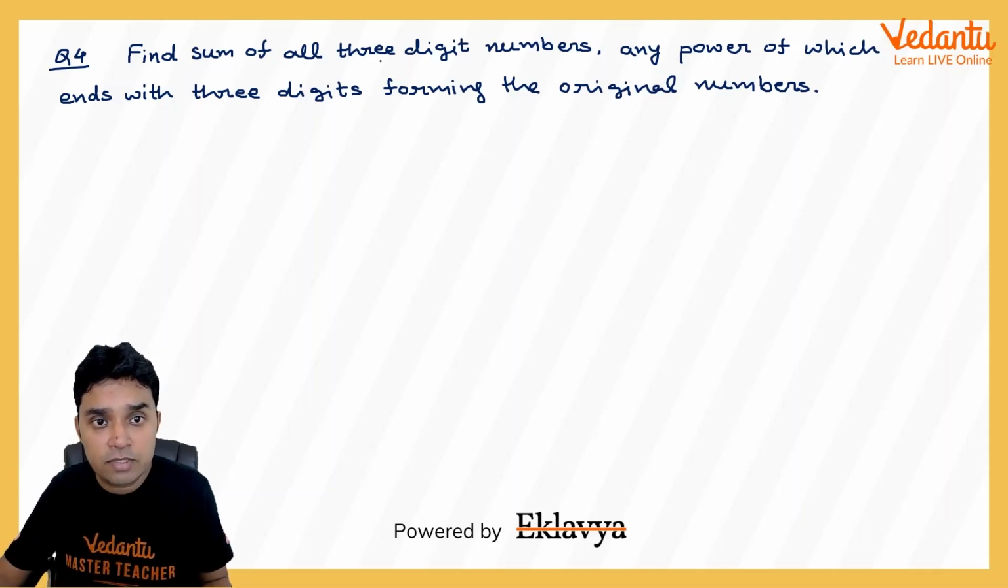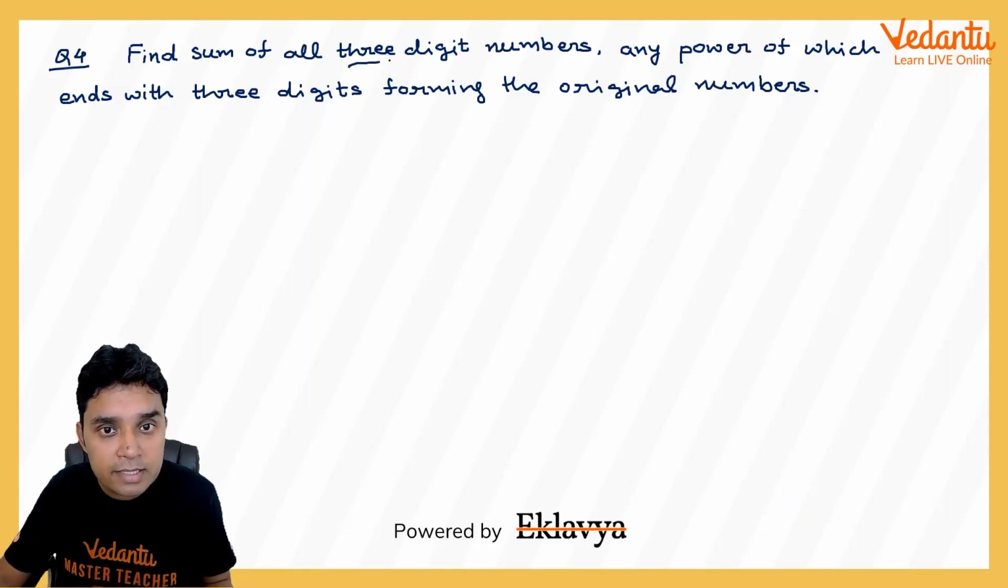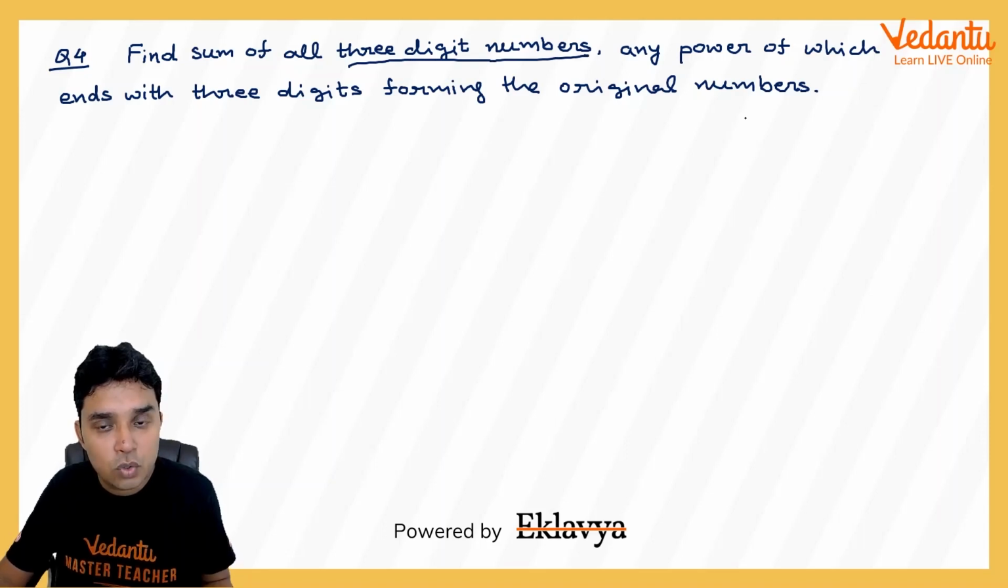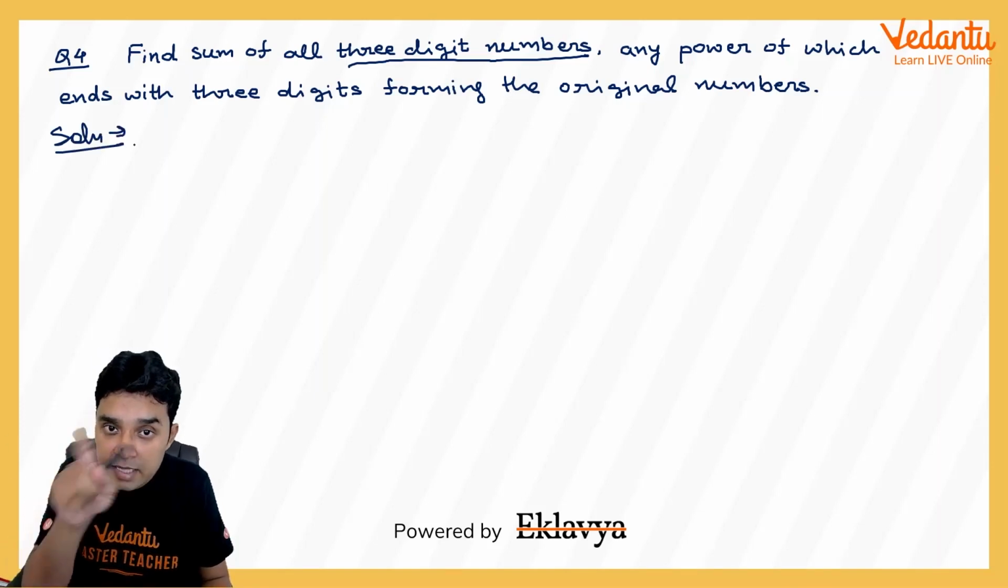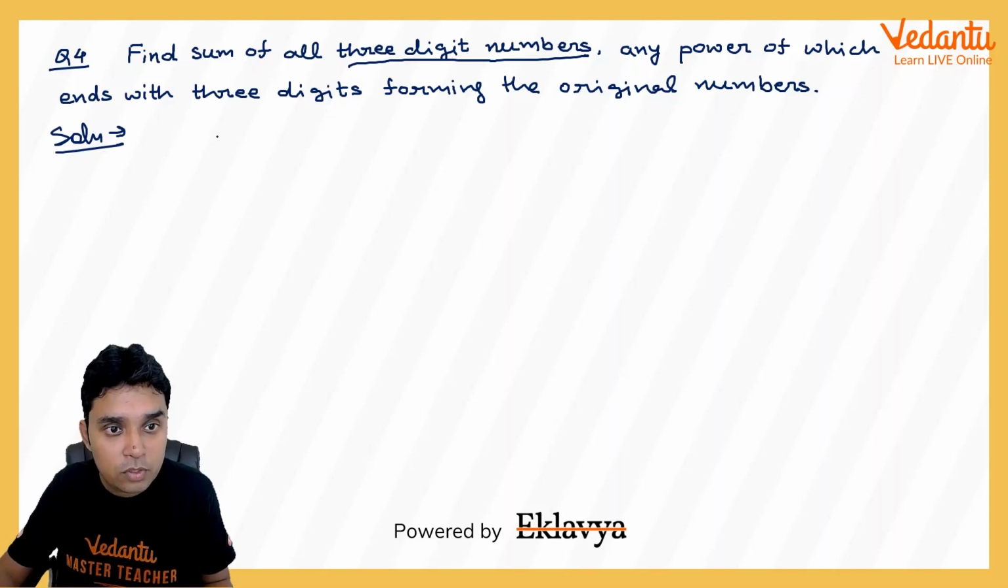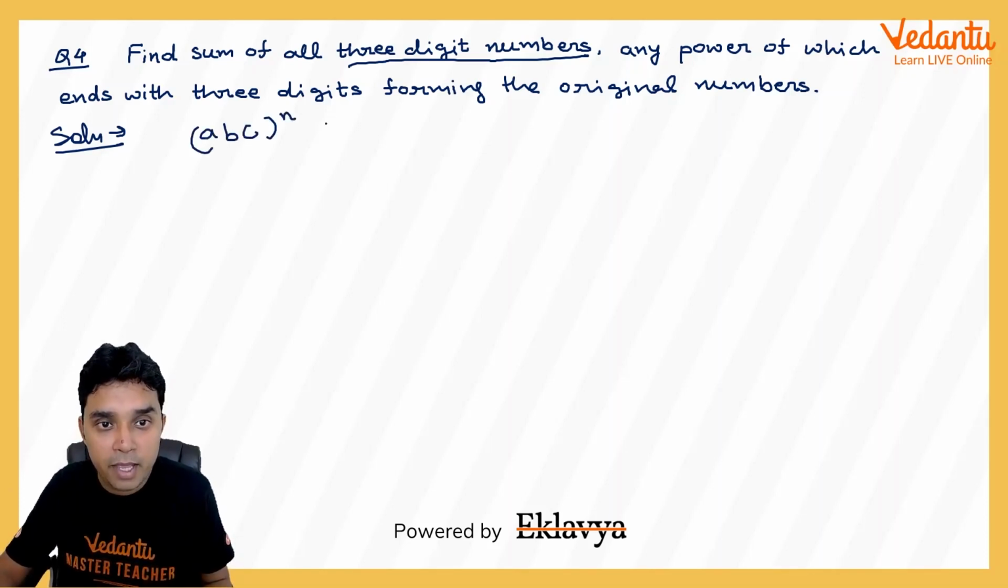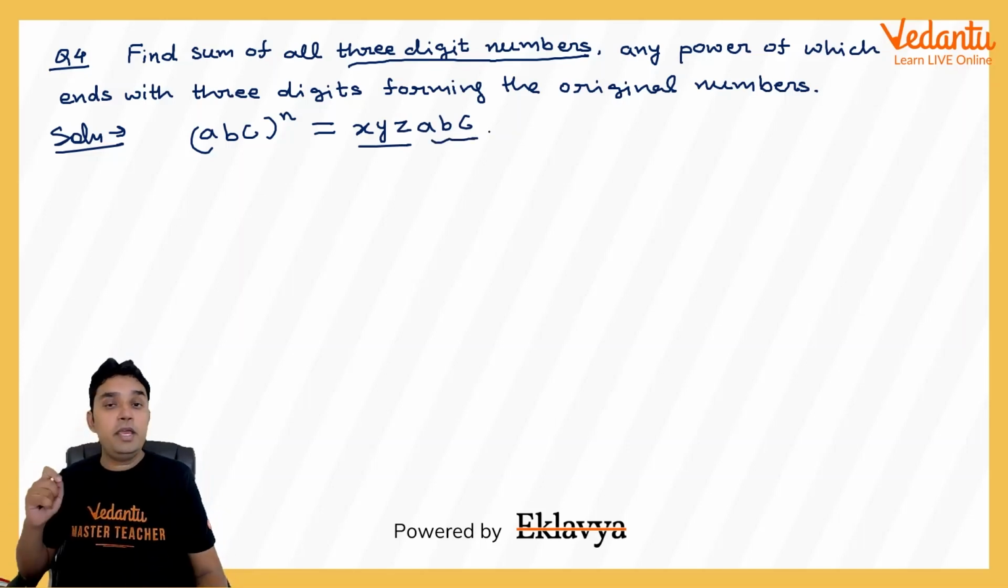Please read this question once again. We want 3-digit numbers so that if you raise it by any power, let us say n, you should get the last 3 digits, these digits only. So suppose you have A, B, C and you want to raise it by n, then it will be having A, B, C in the end. Maybe X, Y, Z can be here, but last 3 digits should be A, B, C.